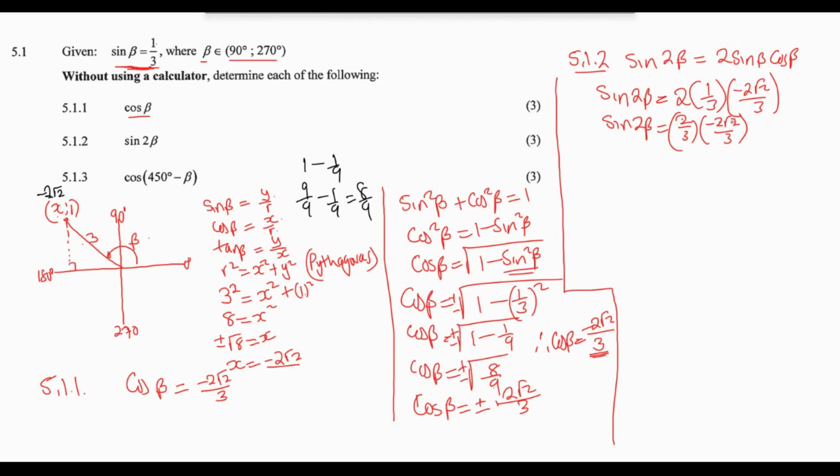Then 2 times negative 2 root 2 would be negative 4 root 2. Then 3 times 3 is 9. So sine 2 beta is equal to negative 4 root 2 over 9. Okay, that's the answer there.